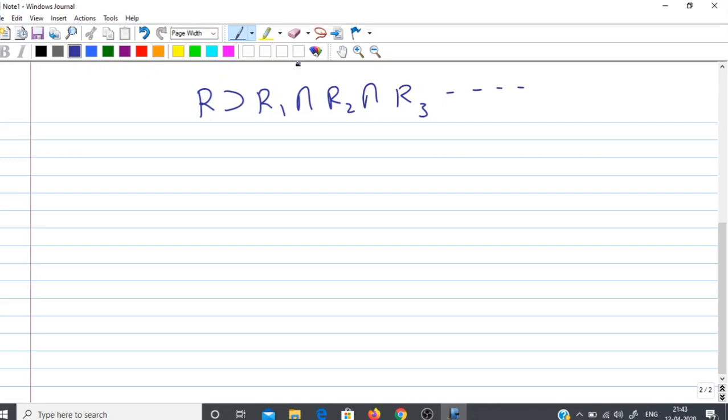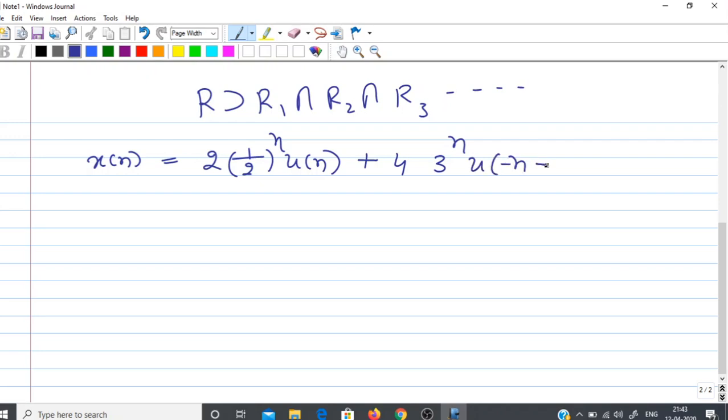So let's say we have a sequence x(n) equals 2 times (1/2) to the power n u(n) plus 4 times 3 to the power n u(minus n minus 1). In fact, we have done this kind of problem before, but that time we solved the problem without using the linearity property. Now we shall make use of the linearity property.